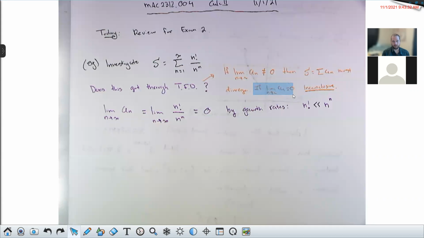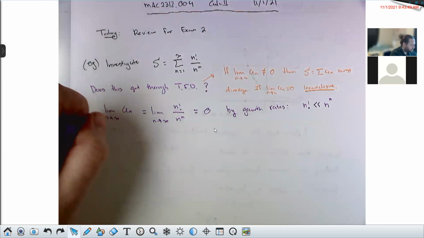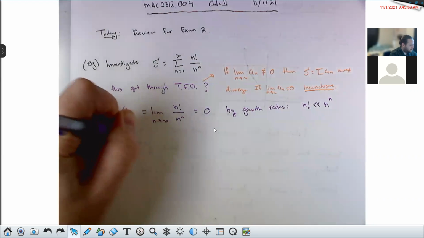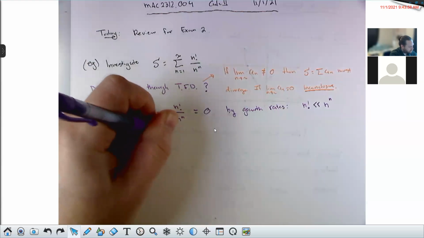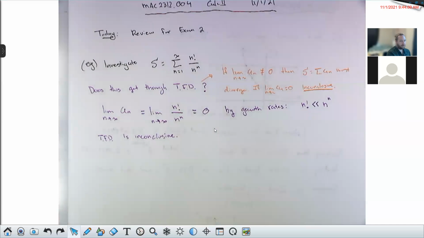There are plenty of series that converge and have the limit of a_n equal to 0. There are plenty of series that diverge and have the limit of a_n equal to 0. The only thing we can say for sure is if the a_n's don't go to 0, then the series must diverge. So since the limit of the a_n's here is equal to 0, the test for divergence is inconclusive. All right. So yeah, this does squeak by the test for divergence. It doesn't help us here.